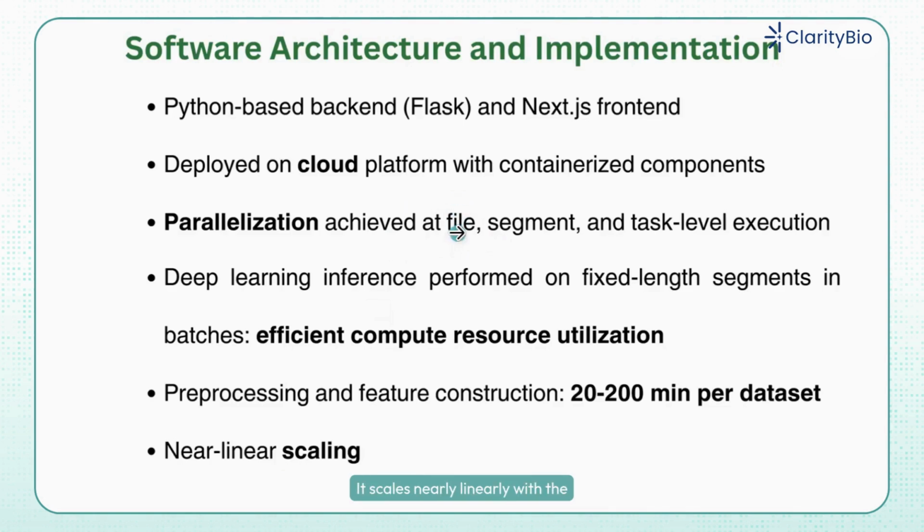It scales nearly linearly with the size of the job, up to a certain extent. It's quite efficient because of the parallelization. The deep learning inferences are performed on fixed length segments, and as a result, they are quite efficient. Otherwise, deep learning and AI, as you may have seen in the news, is extremely compute intensive and energy intensive.